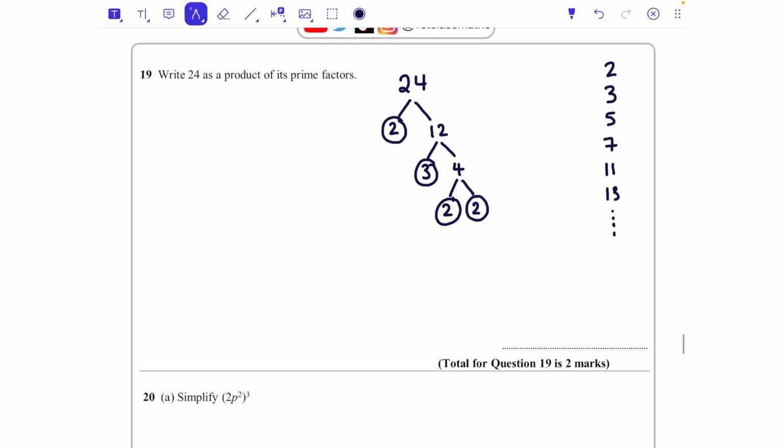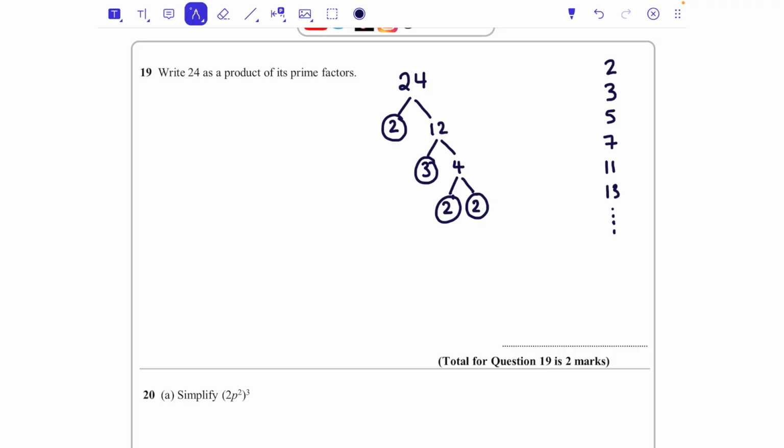And once everything is circled and you've got nowhere else to go, we would just write out all of those numbers with multiplication signs in between. So 2 times 2 times 2 times 3. Now just to double check, 2 times 2 is 4. If we times that by 2, we get 8. And if we times that by 3, we get 24. So I'm happy that that is correct and it makes the number that we started with.